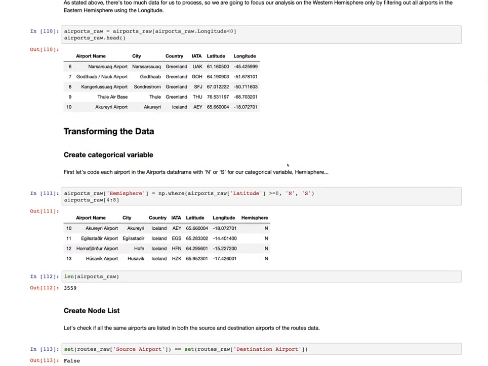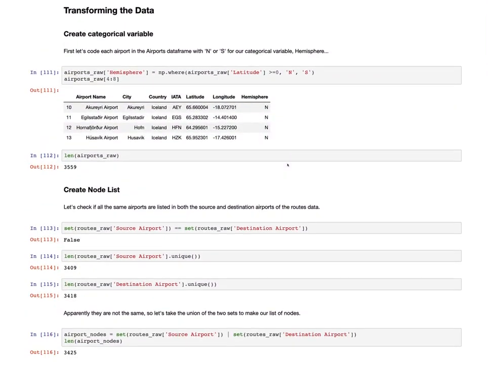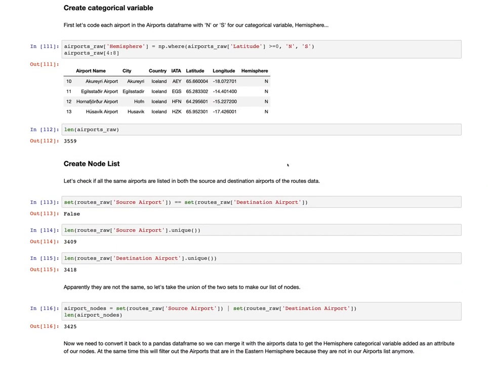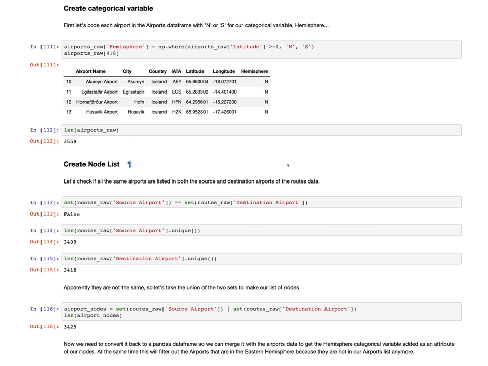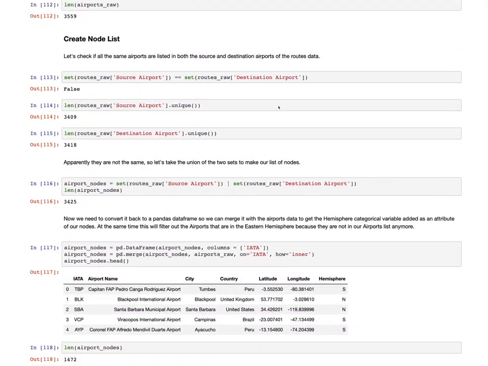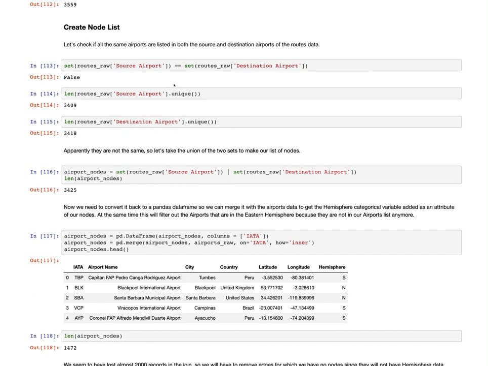We did data transformation. We created a categorical variable based on the latitude variable, and we also used inner join because our data wasn't one to one. There was some hanging data that didn't belong, so we had to do cleaning to make sure everything matches. So first we added the categorical variable for north-south using the latitude, and then we created our node list from the routes data.